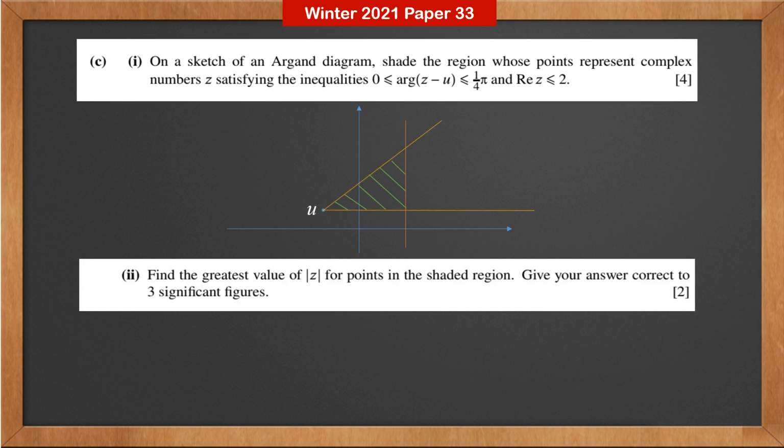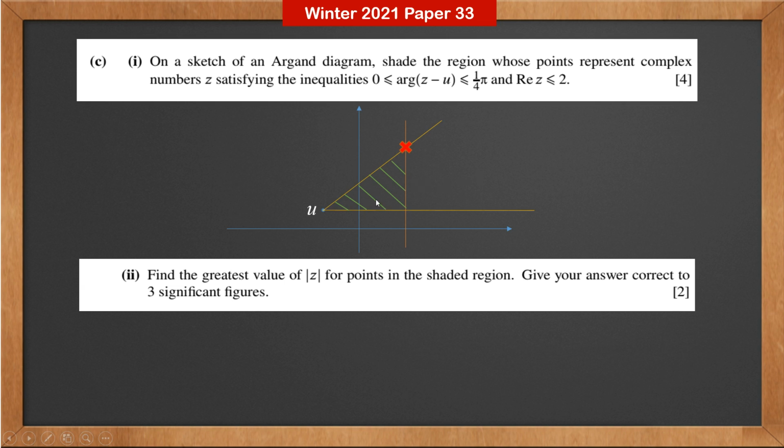D. To find the greatest value of z's modulus for points in the shaded region, give your answer correct to 3 significant figures. z's modulus is the distance from the origin to the points within the shaded region. We can see that this point marked with the red cross has the greatest value of z's modulus.